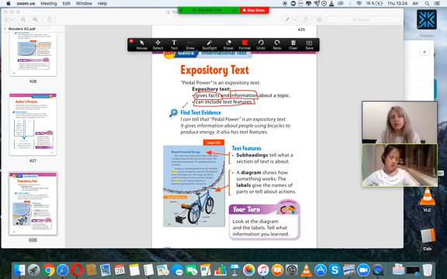So let's read this part. I can tell that the power is an expository text. It's information about people using vehicles to produce energy. It also has text features. What text features does it have? Let's see.